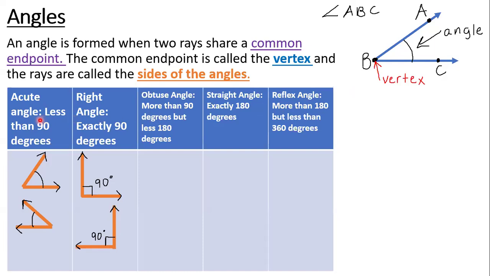Yes, sir. What do you mean by an acute angle? An acute angle is an angle that is more than 0 but less than 90 degrees. Very good. And I called someone Tony. Yes, sir. What do we mean by an acute angle? An acute angle is less than 90 degrees. And what do we mean by right angle? A right angle is exactly 90 degrees. Very good. Okay, so let's move on to obtuse.